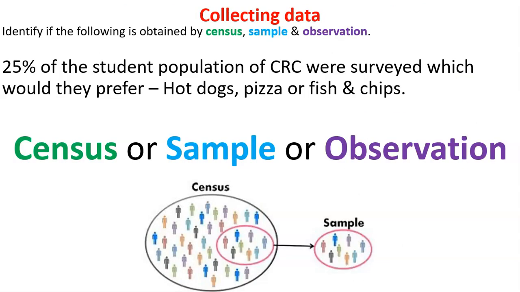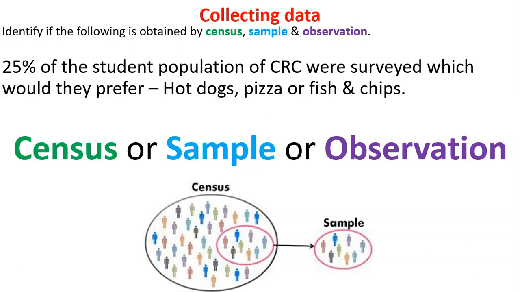Moving on. So collecting data. This is another one for us. We talked about our census, sample, and observation. So we're going to do this exercise together. It says 25% of the student population of CRC were surveyed. Which would they prefer? Hot dogs, pizza, or fish and chips? So we've gone ahead, we've done this survey, 25% of the student population. Is it a census? Is it a sample?